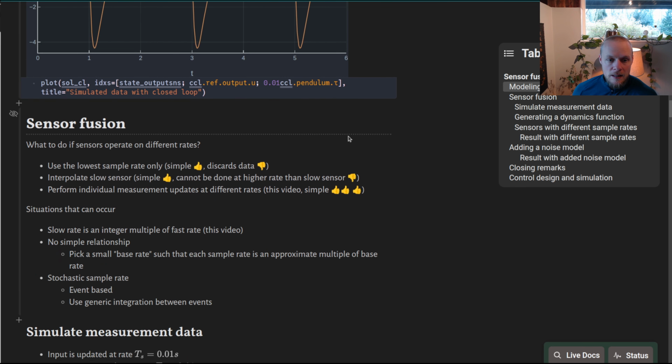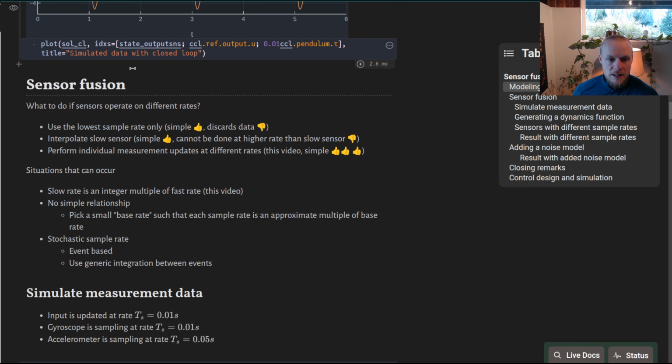So now we're going to perform our sensor fusion. So what do we do if sensors operate on different rates? Normally we might think of a Kalman filter as something that takes in an array of measurements and produces an estimate of the state. But what if different measurements are available at different times? How do we handle that? Well, I have a few suggestions here.